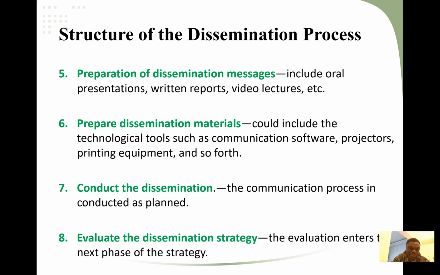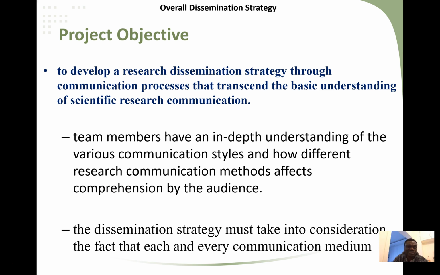The seventh part will be to conduct the dissemination itself, which will be the process of doing what we really were planning to do, and we do it according to the plan. It has to stick to the plan without any deviation. And finally, we will evaluate the dissemination strategy for that stage. This evaluation is important in that when the next phase of the dissemination process will begin, then we will have to look back and review these previous disseminations, and these reviews would depend on the evaluation that we did at the end of each phase of the dissemination.